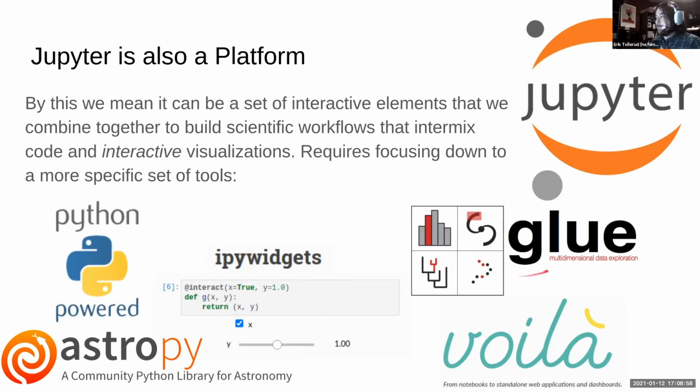We marry those together with the GLUE multidimensional data exploration tool, which again is written in Python, but has a Jupyter layer on top of it that lets you easily connect astronomy-like data sets to the visualization tools that work with Jupyter. And finally, the Voila tool, which lets you build standalone web applications, which might seem different, but as you'll find out in another 5 or 10 minutes, is actually really important to allowing a lot of the work we're talking about here.